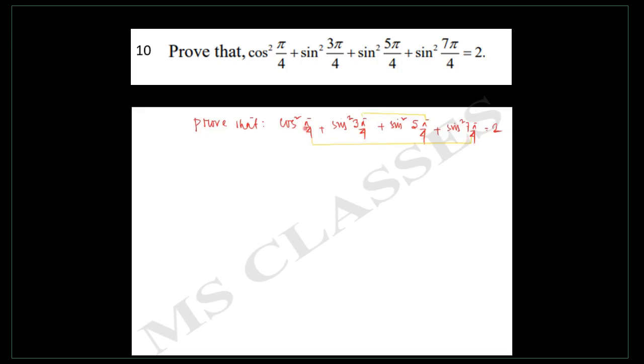So you can start it in this way, that LHS: cos square pi by 4, that is what we can write, 1 by root 2 whole square. Now sine square pi by 4, that is what? Sine square pi minus pi by 4. This is what we can write. Then next one, sine square pi plus pi by 4. Then sine square 2 pi minus pi by 4. This is what we can write.